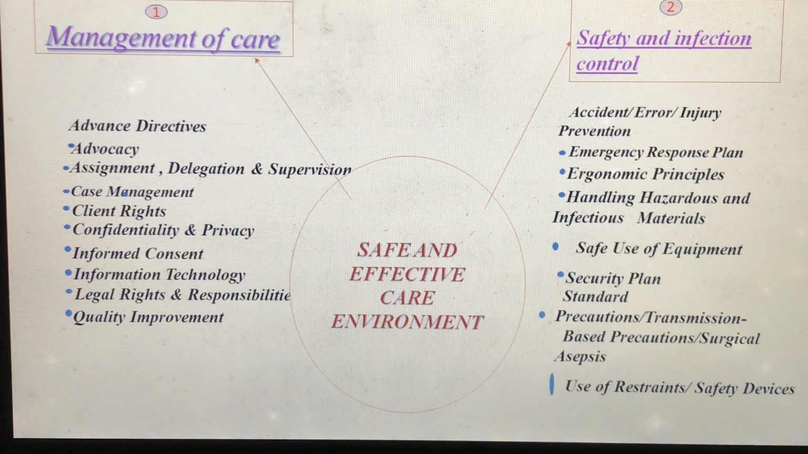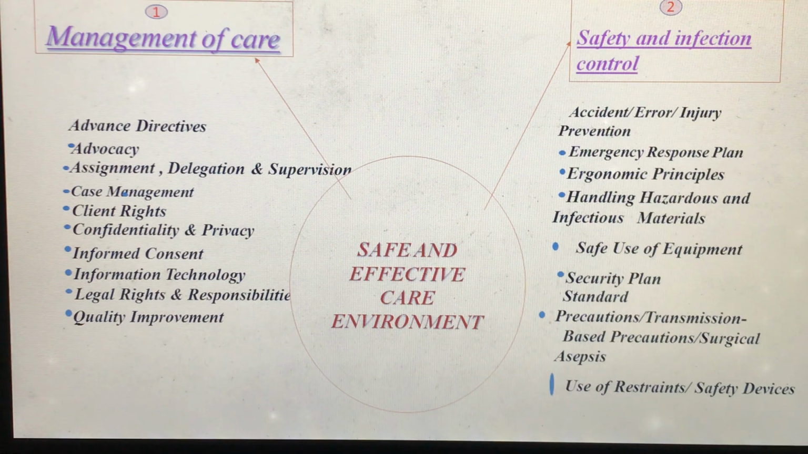The first one we mentioned is the safe and effective care environment. Under it, we have two subcategories. The first one is management of care. Here you can see that in management of care we have many topics. I haven't included all the topics, but all the important topics that you should concentrate on and practice more, I have already included in these slides. You can see this here.